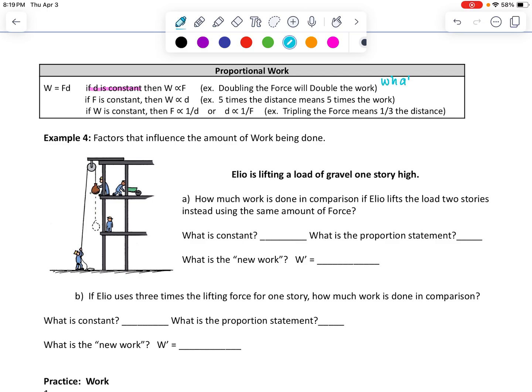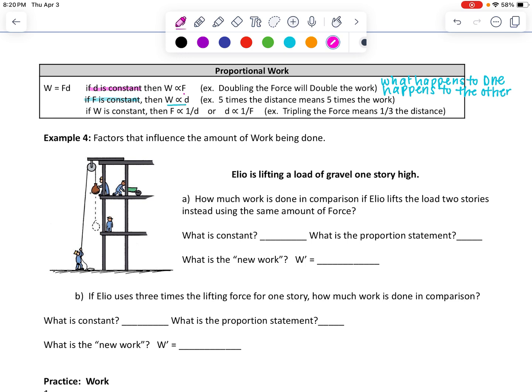What happens to one happens to the other. So if force is doubled, work doubles. If force is 1/8, work is 1/8. That's the same if force is constant. Notice if force is constant, you see that work is proportional to displacement.